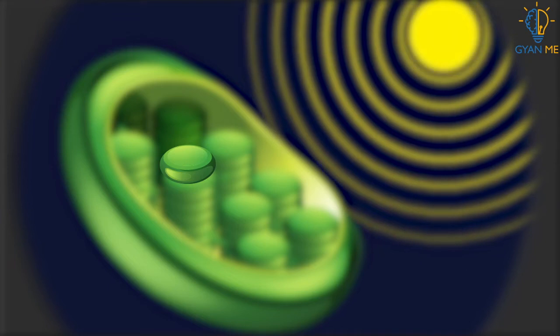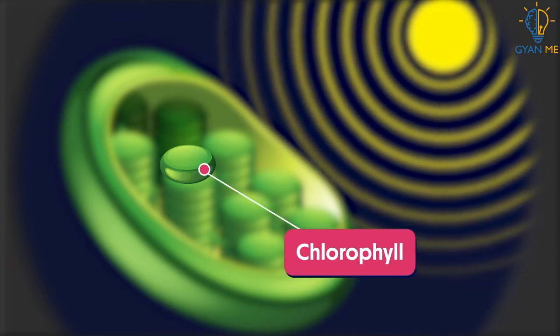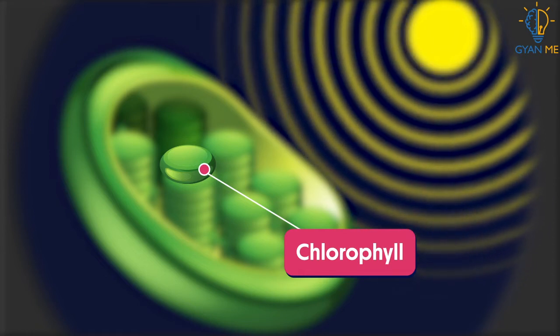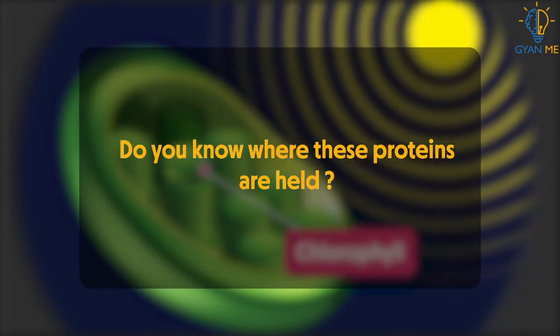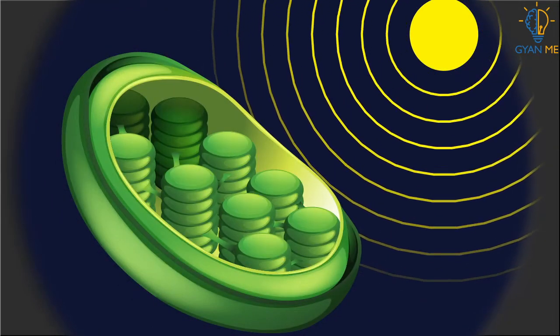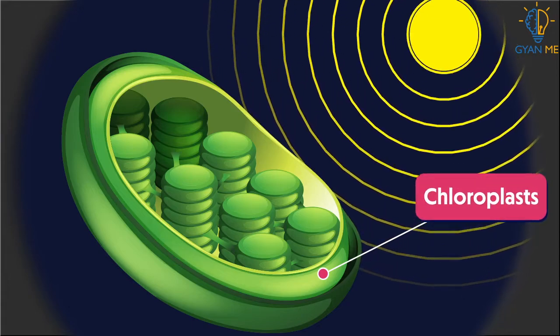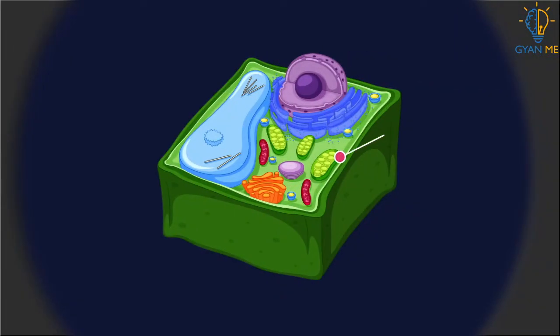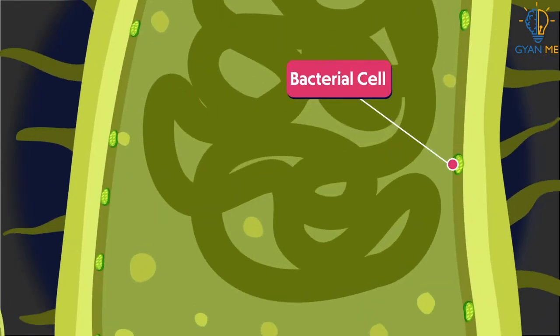Students, the process of photosynthesis always begins when energy from light is absorbed by a molecule called chlorophyll, which is a kind of protein also. Do you know where these proteins are held? These proteins or molecules are held inside the cell organelles called chloroplasts, which are most abundant in leaf cells, while in bacteria they are embedded in the plasma membrane of bacterial cell.